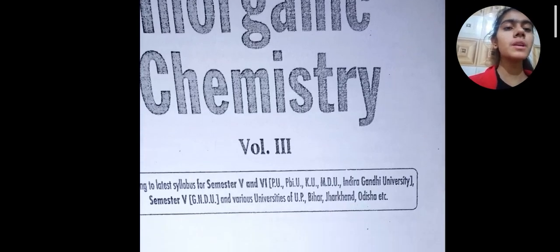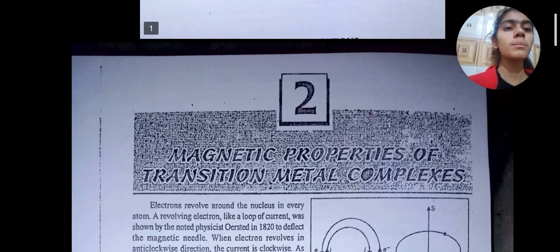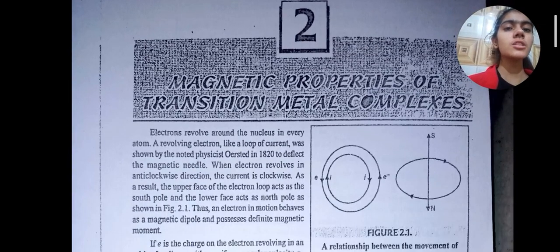We are here to discuss a chapter of Inorganic Chemistry, and the name of the chapter is Magnetic Properties of Transition Metal Complexes. So, let's start the chapter.